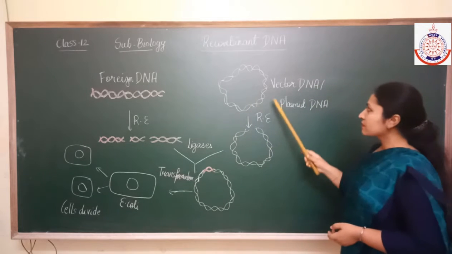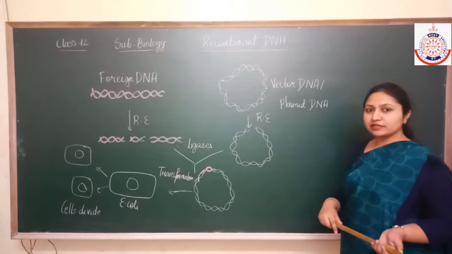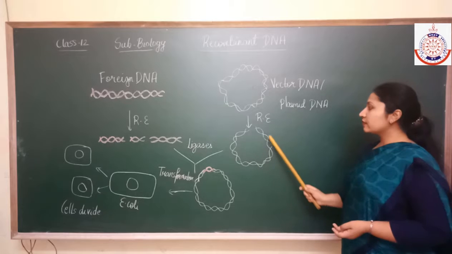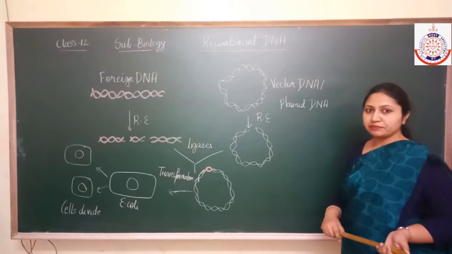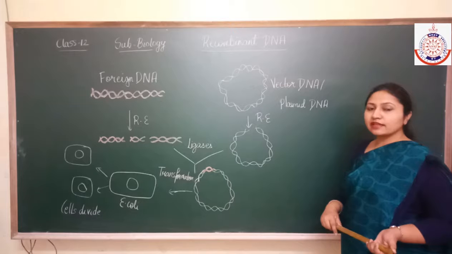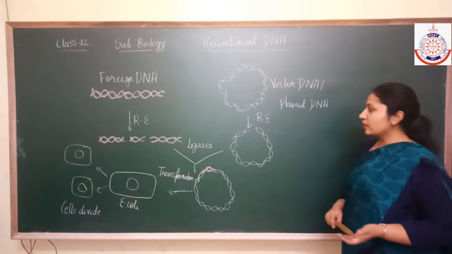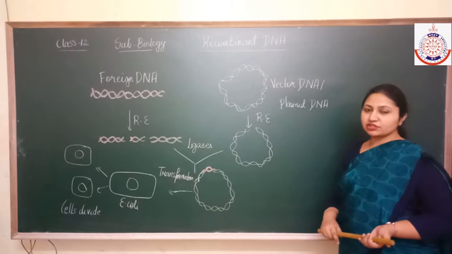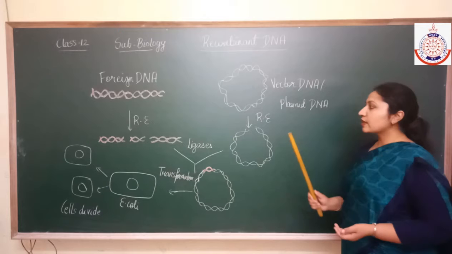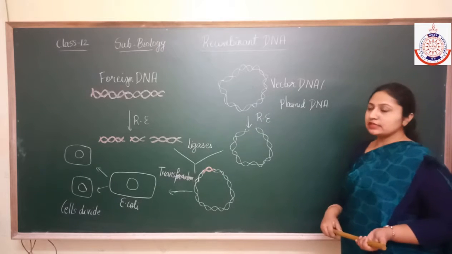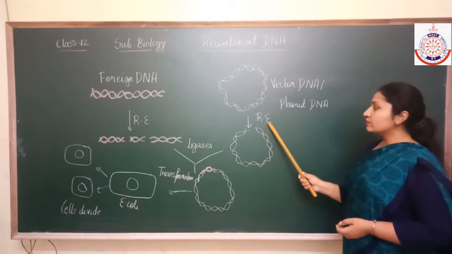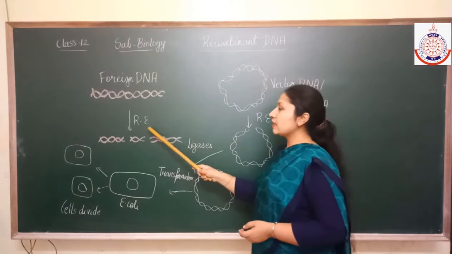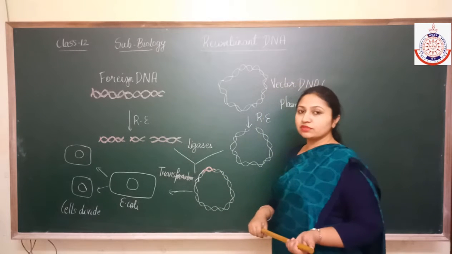And here you can see the plasmid DNA, or the vector DNA, that we will take, and with the help of the restriction enzyme, a cut is produced in the plasmid DNA. What is plasmid DNA? That is an extra chromosomal DNA. Now in both cases, the same kind of restriction enzyme is used. Suppose here we are using the EcoR1 enzyme to produce the cut, then here also we will use the same enzyme to produce the cut.